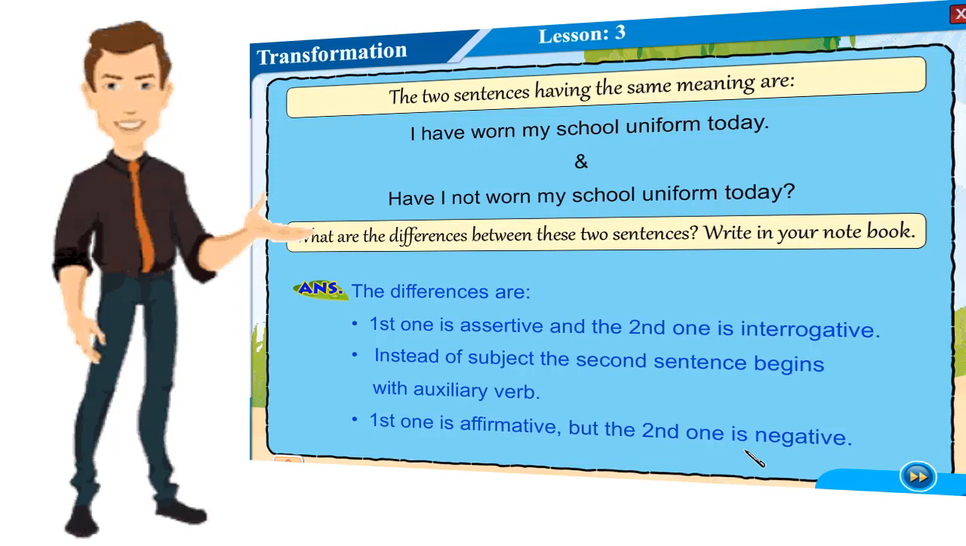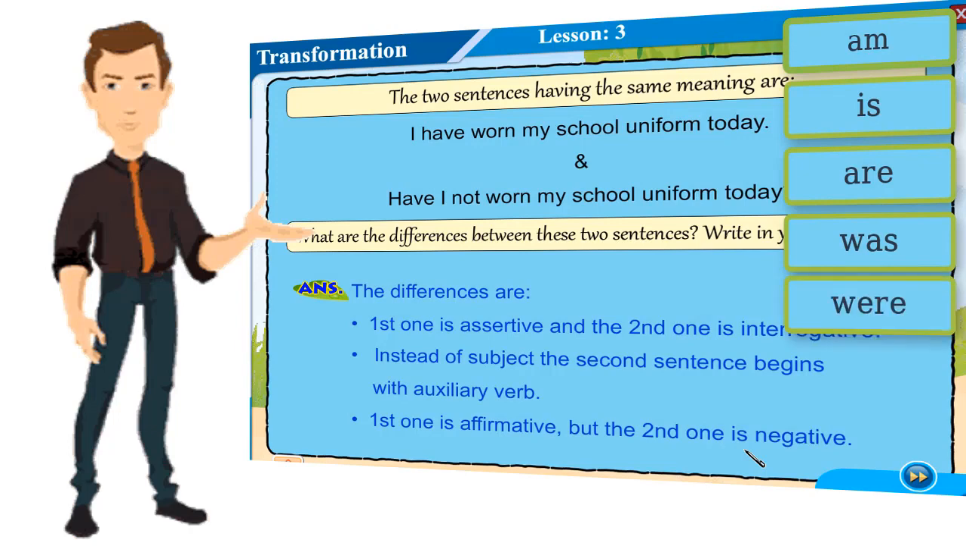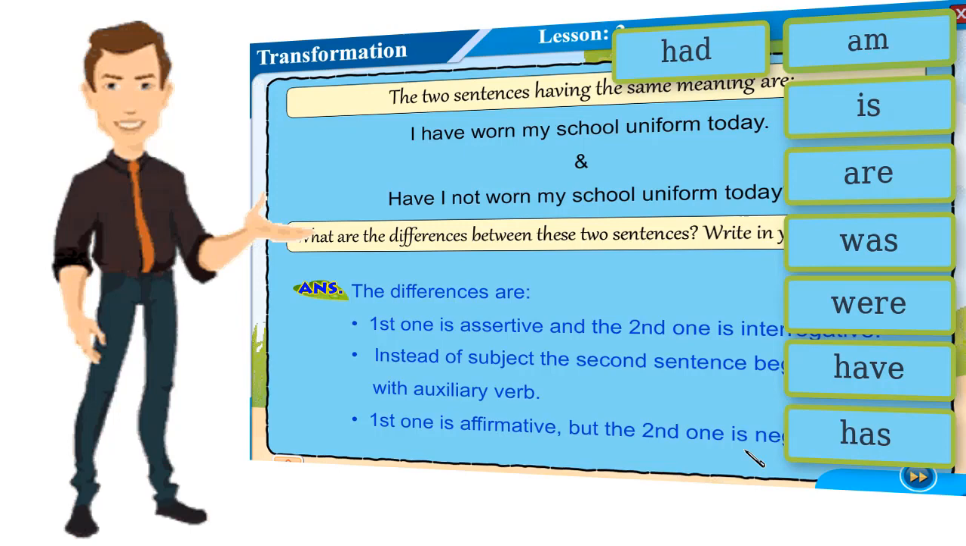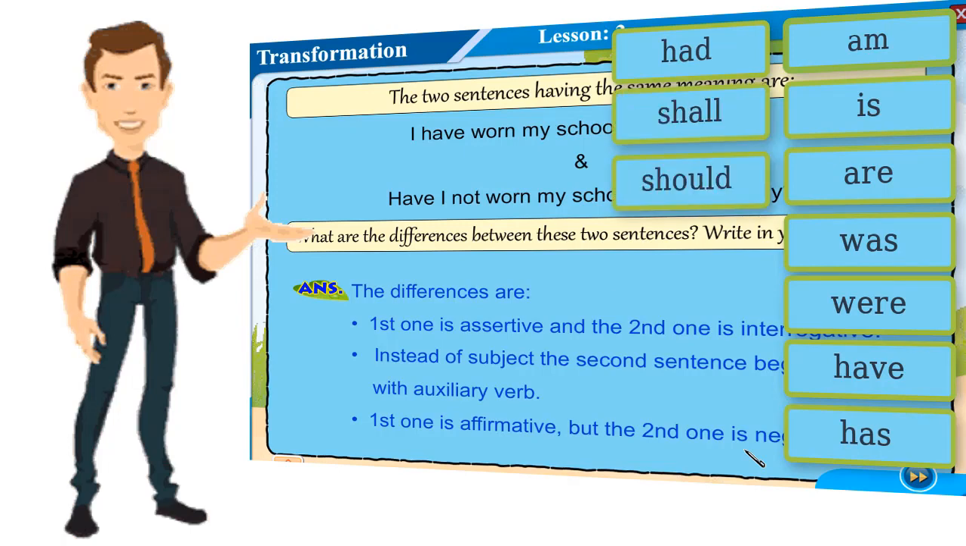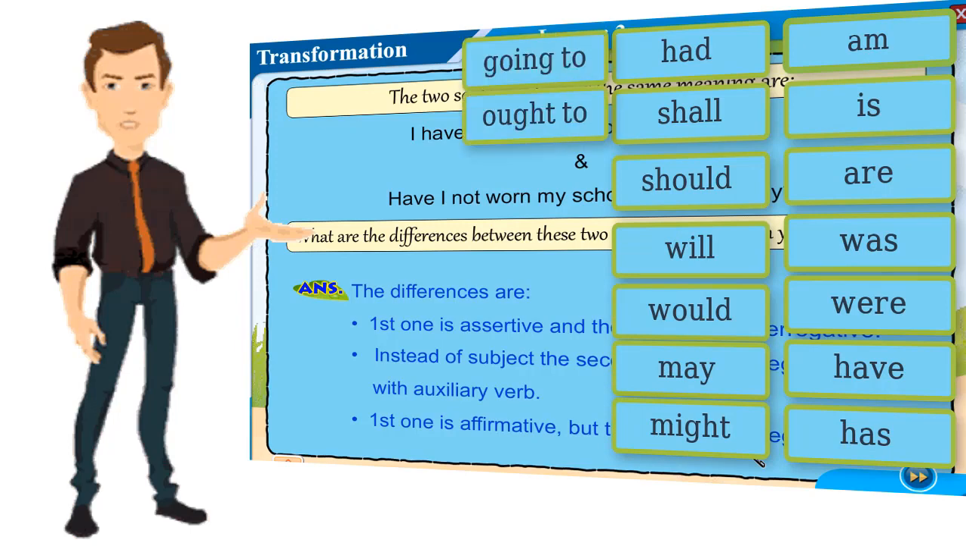What is an auxiliary verb? An auxiliary verb helps the principal verb, the real verb. That means an auxiliary verb is a helping verb. And what are they? They are am, is, are, was, were, have, has, had, shall, should, will, would, may, might, going to, ought to, etc.